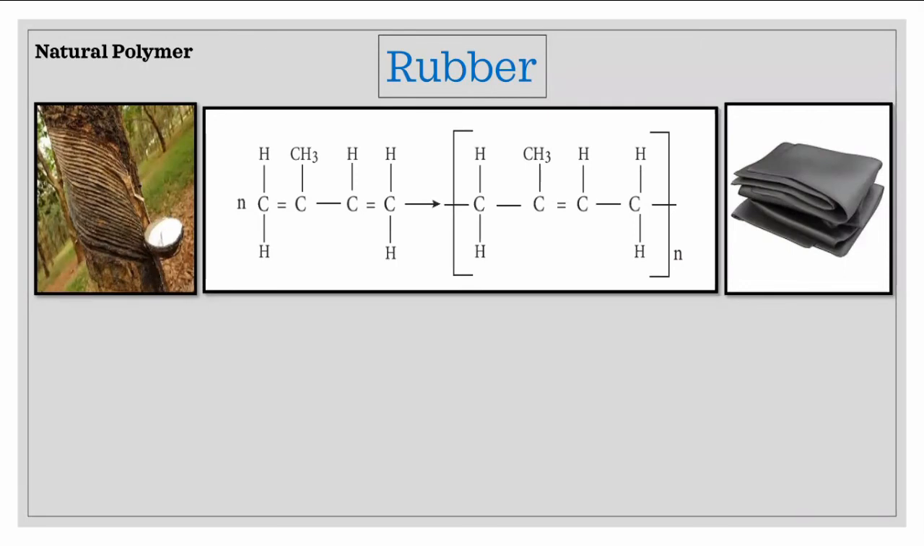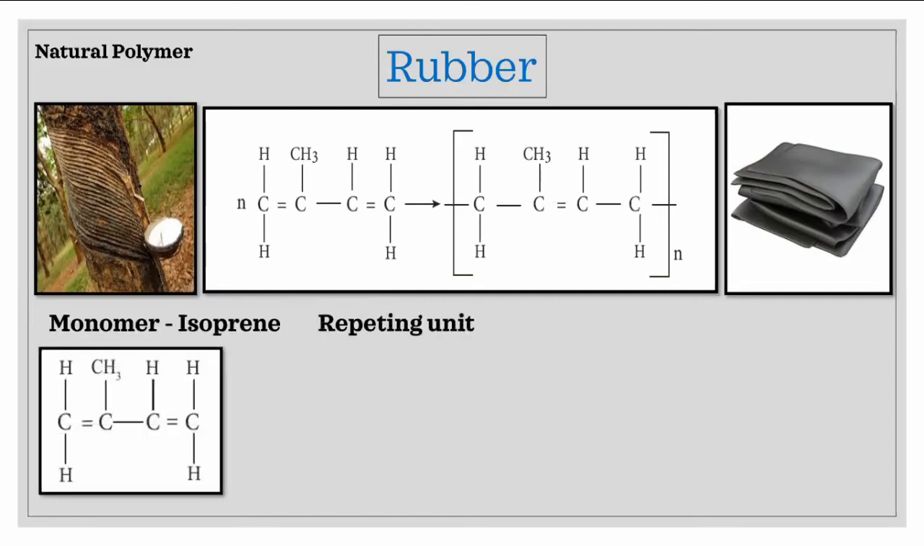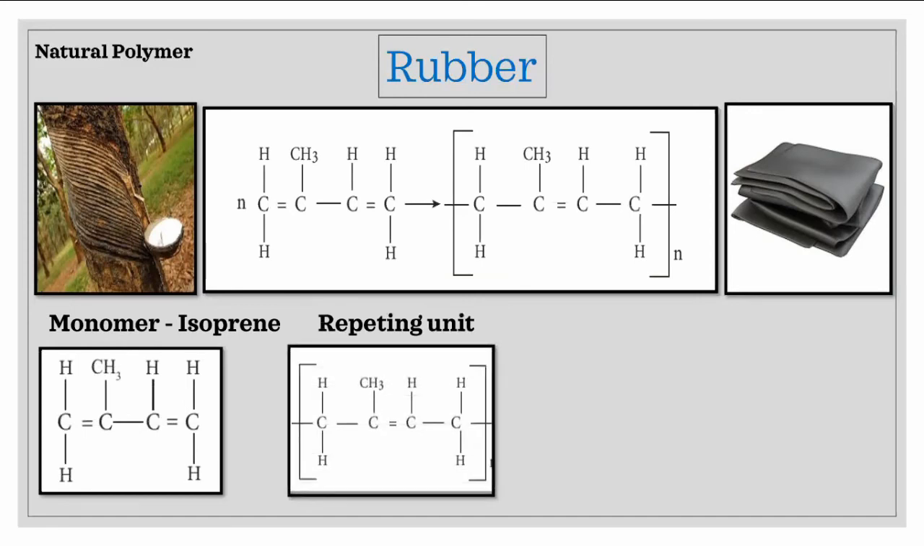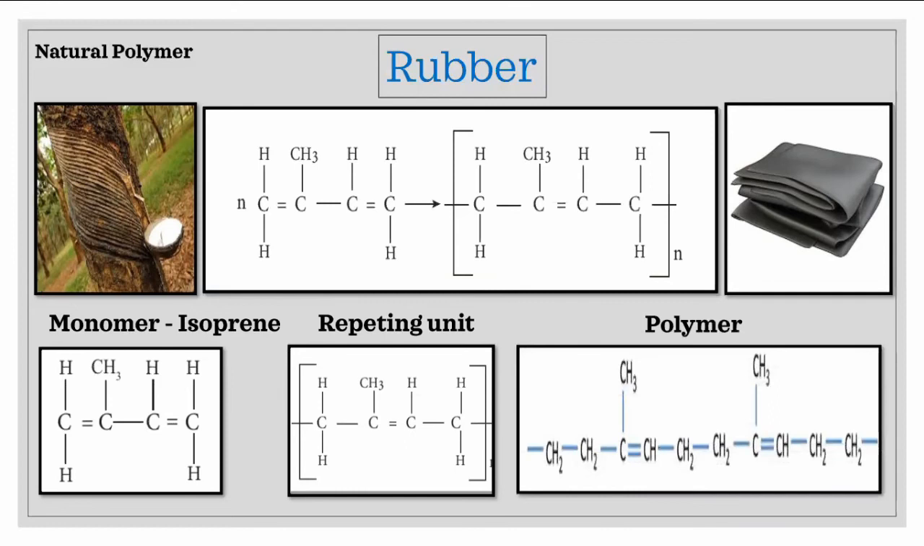Rubber is made up from the monomer called isoprene. Now, if you look at its monomer, it has two double bonds, and then it polymerizes to form rubber. And in the polymer, the repeating unit would have the double bond between the two central carbon atoms. The double bonds in the monomer are broken down to link with each other and polymerize. Here is the repeating unit, and this is the polymer formed.